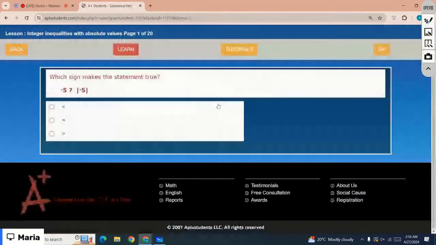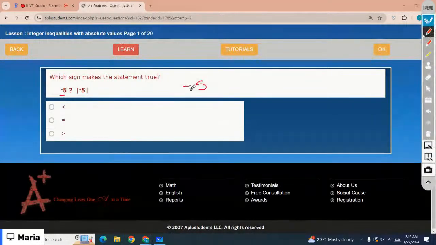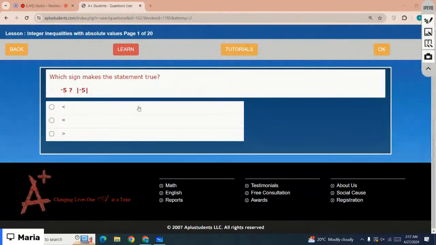Which sign makes the statement true? This one is negative 5. You have to evaluate the absolute value of negative 5, so that would be 5. Negative numbers are always less than the positive numbers, so the correct option is less than, right? Negative 5 is less than 5. The correct option is less than. Option number 1 is the correct option.